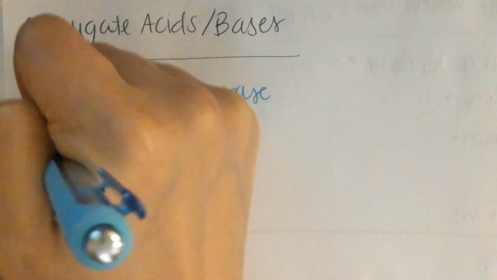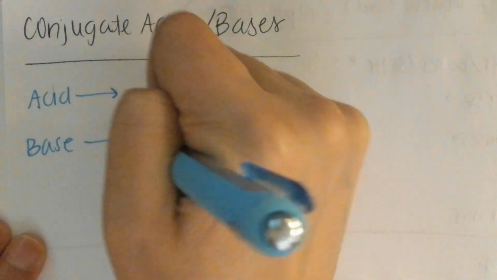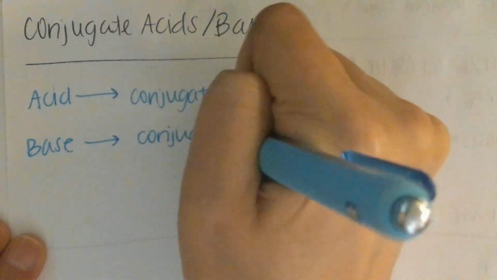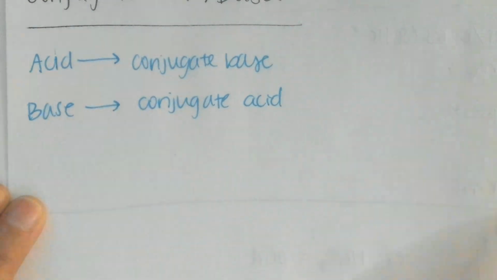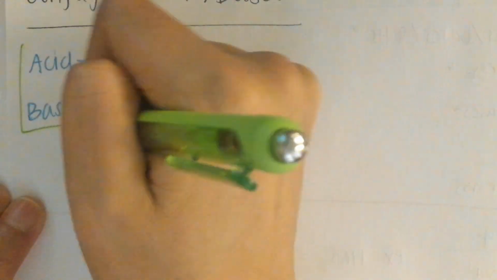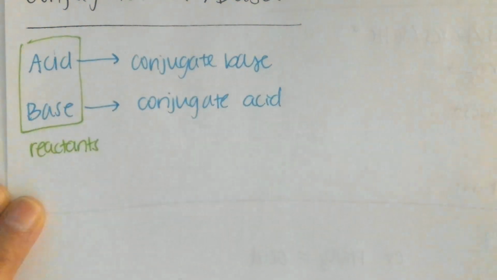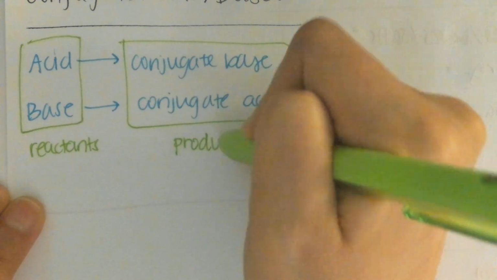And then when we have a base, it produces a conjugate acid. And remember, the left side, these are the reactants, the left side of the reaction, and then these are the products.